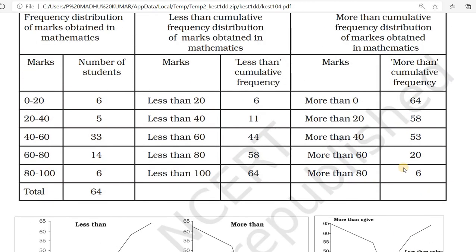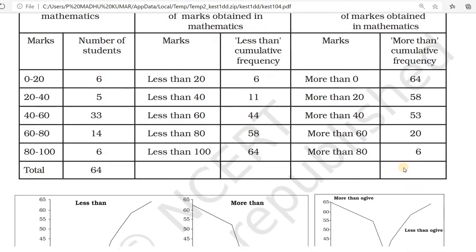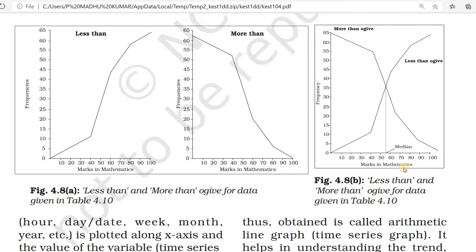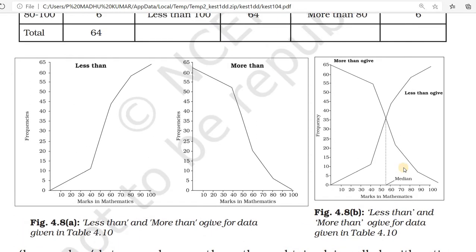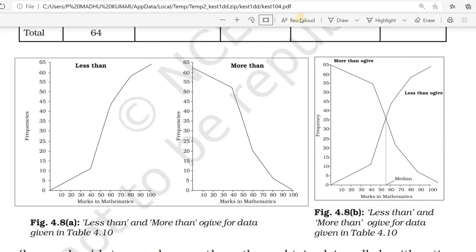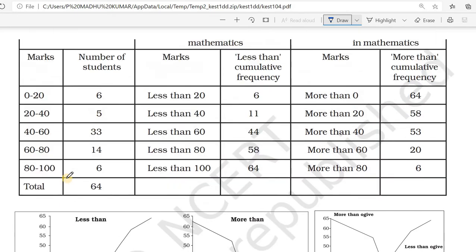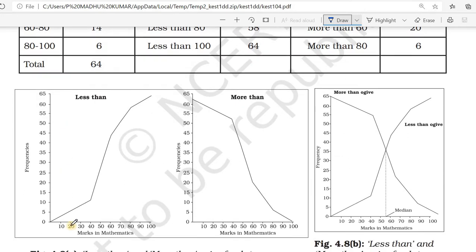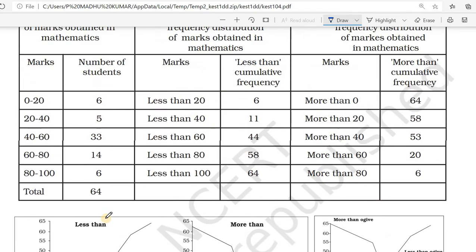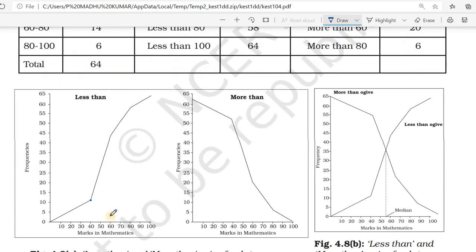Less than means less than 20 starts from here. For 20, the value is 6, so we need to mark 6 against 20. Next value 40, 11. We need to mark it here. This is the point. Next one 40, 11 and 60, 44. Then 60 and 44 will come here, near to here.